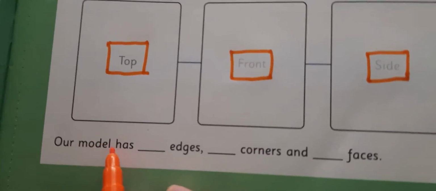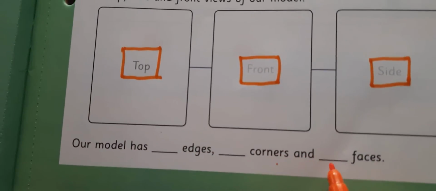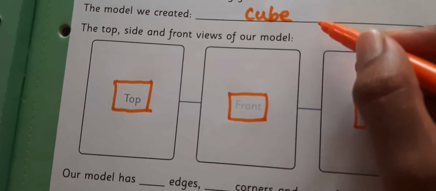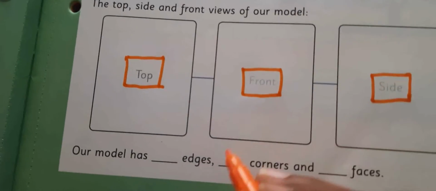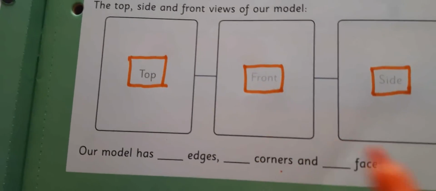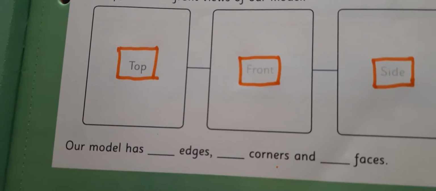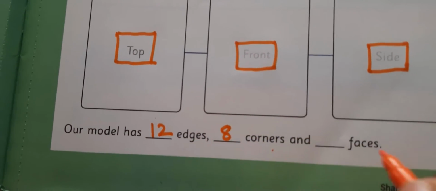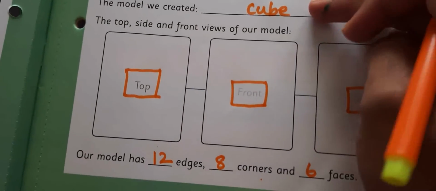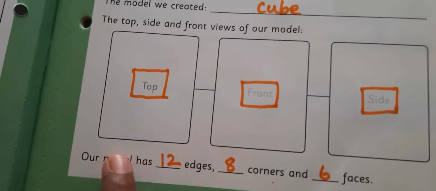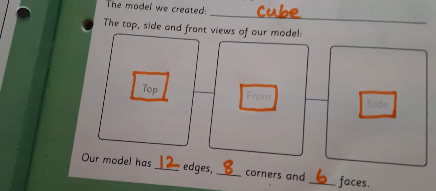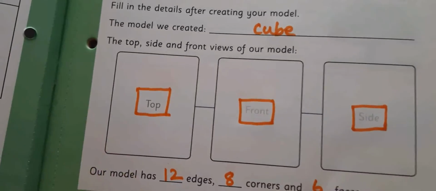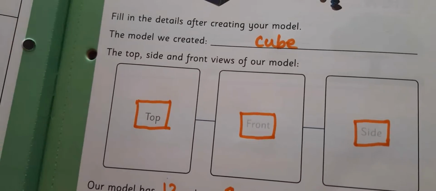So our model has dash edges, dash corners and dash faces. See, here I created the cube. So how many edges in a cube? Yes, very good. It's 12. Corners 8. Faces 6. Okay, now you understood. If you created the cylinder, you have to write how many edges, corners and faces a cylinder has. Clear? This is your example.